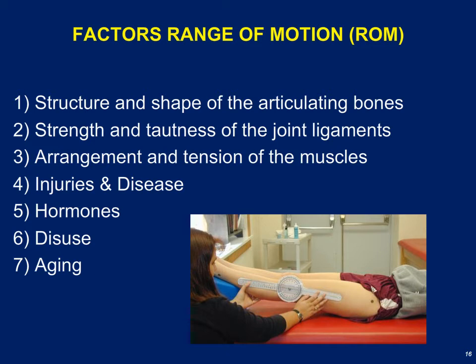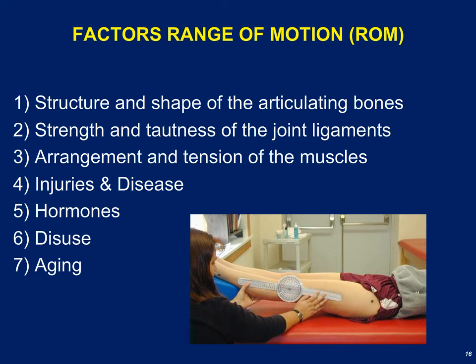Some areas of the body, for example the hip, have lots and lots of tight ligaments around the hip that prevent it from luxating or moving out of the cavity, and so these ligaments really do restrict the range of motion. Another thing that can affect the range of motion, of course, is injuries and disease. And towards the end of this lecture, we'll talk about diseases like osteoarthritis and rheumatoid arthritis, and these can definitely reduce the range of motion.